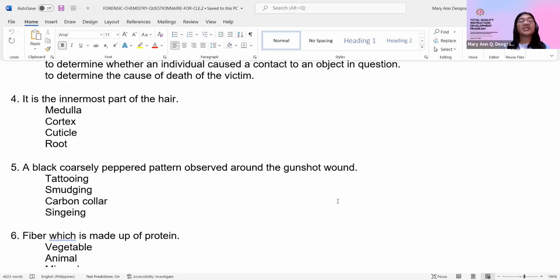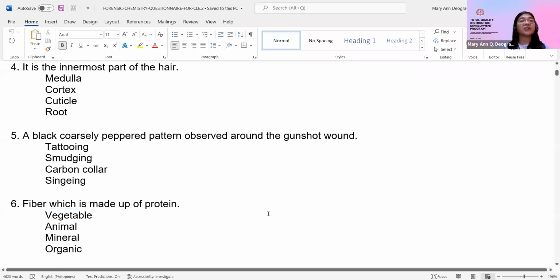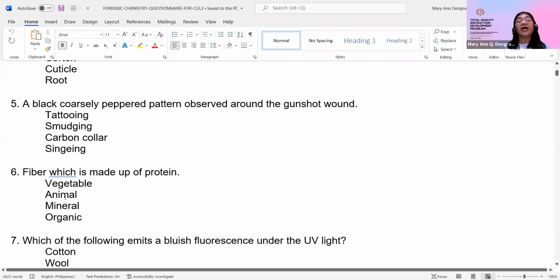Then number 6, fiber, which is made up of protein. Okay, so that is animal fiber. Ang pagpipilian lang natin dyan, class, is vegetable and animal eh. So pag protein, it is animal, syempre. Ang vegetable, wala namang protein ang vegetable, di ba?